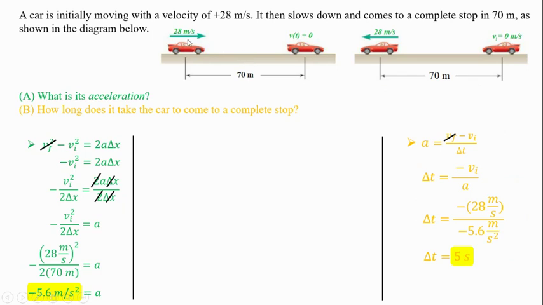Its initial velocity is positive 28 meters per second, and it comes to a stop. However, what I can do is reverse the situation, where the car starts from rest and accelerates leftward to a velocity of negative 28, because velocity in this case is moving leftward. Now, why would I want to do that? I can do that to find time, because I can apply my displacement function.